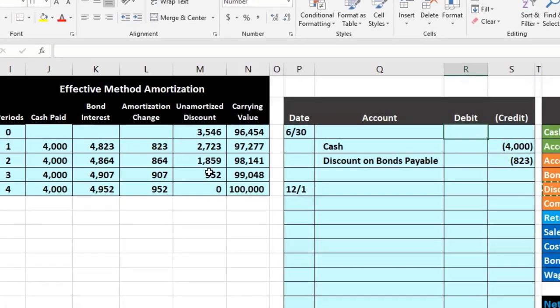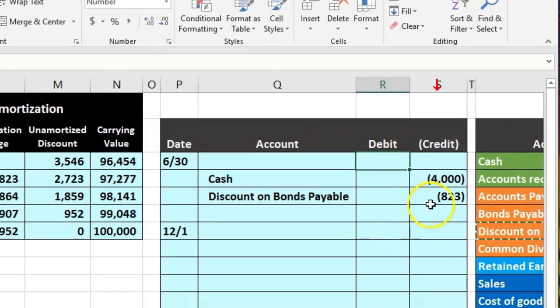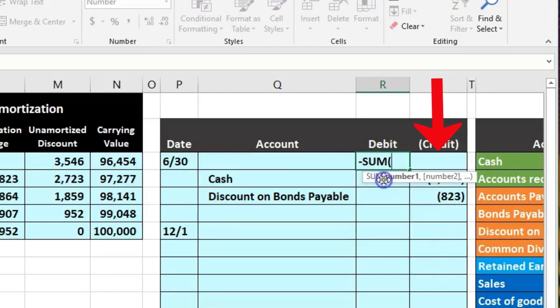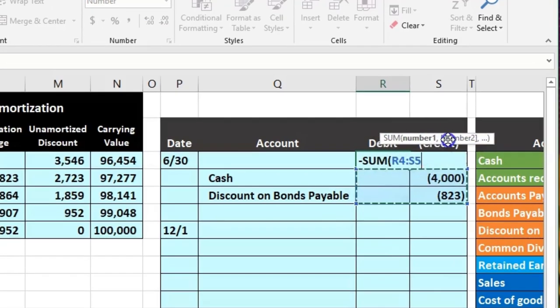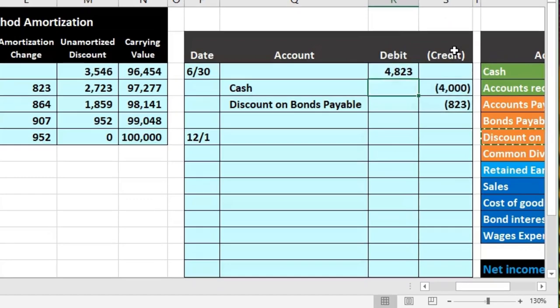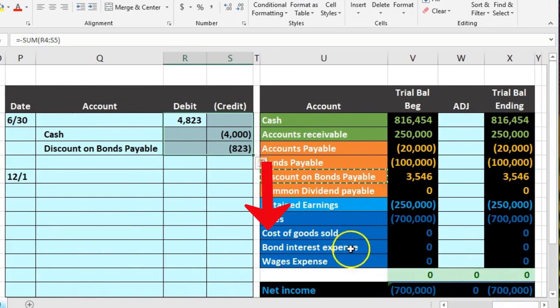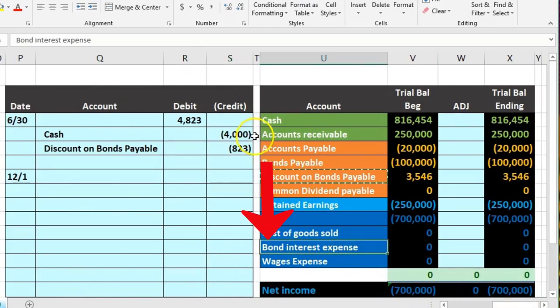And then we're gonna debit the sum of those two, with a negative sum or our plug formula. Sum, double click. I'm gonna go from the bottom to the top, or you can just move this thing out of the way. And there's that. So our debits now equal the credits. If you add them up, they add up to 0. And that's gonna be interest expense. So we're gonna put that to interest expense. Even though we only paid 4,000, we're allocating this discount amount. So our interest expense is 4,823.